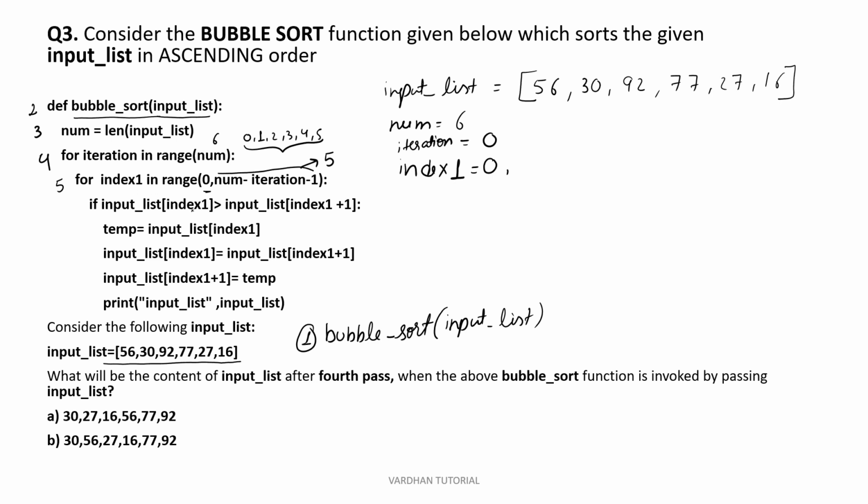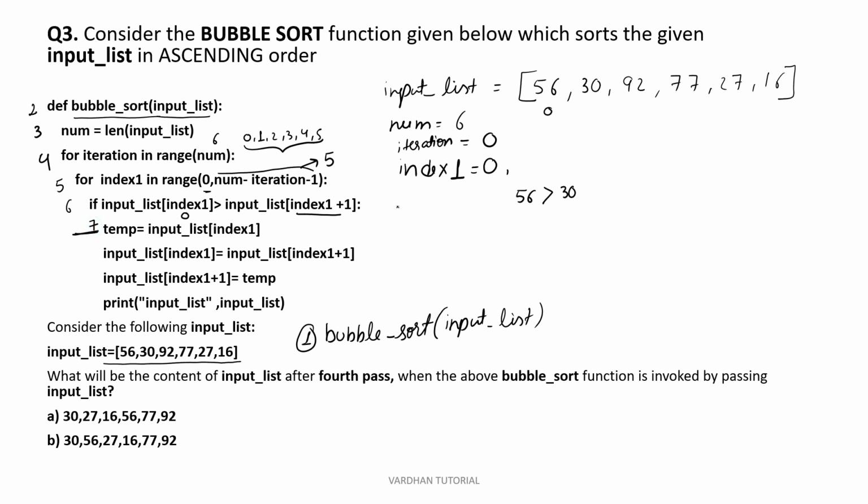Now input list index 1 means 0. Index 0 is this. In this if, 56 will be checked whether it is greater than 30, index plus 1. Yes, 56 is greater than 30. So body of if will be executed. See, actually this is indentation and this space means that it is inside the body of if.